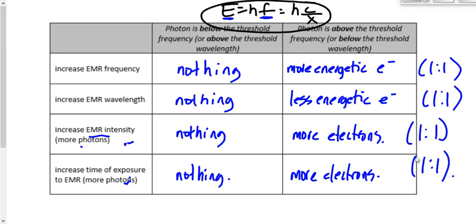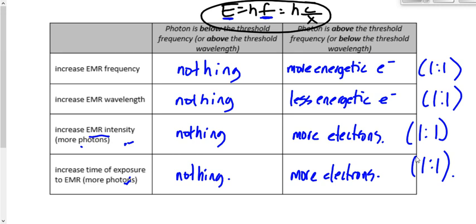1 photon will cause 1 electron, 20 photons will cause 20 electrons. 20 photons with more energy will cause 20 electrons with more energy. 1 photon with more energy will cause 1 electron with more energy. Always 1-to-1. Okay? The number of photons affects the number of electrons. The energy of the photon affects the energy of the electron, right? Number affects number, energy affects energy.